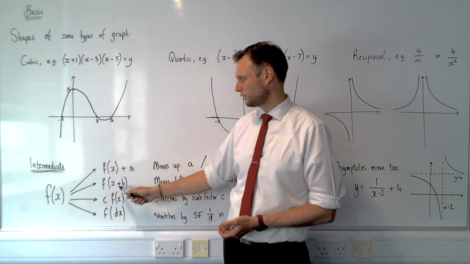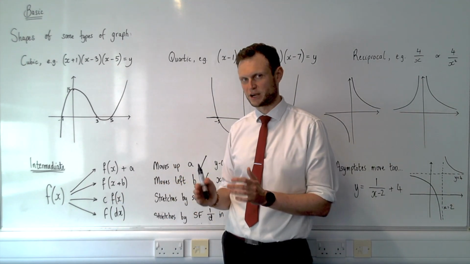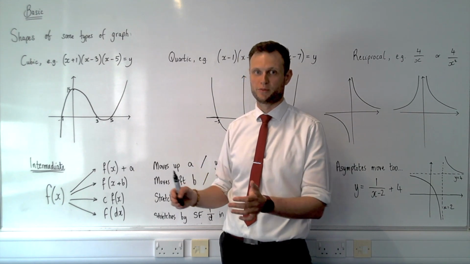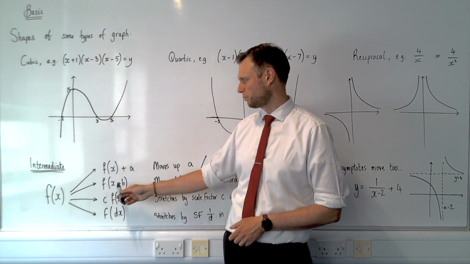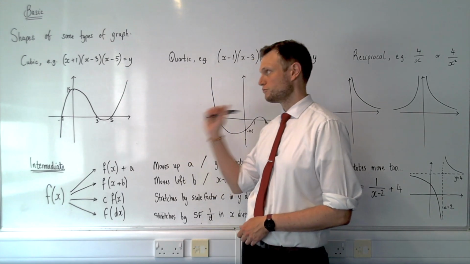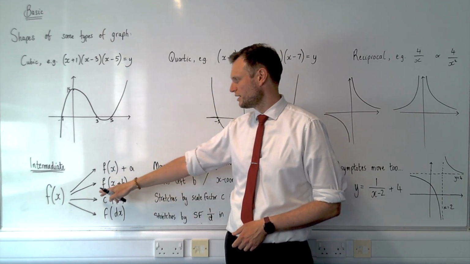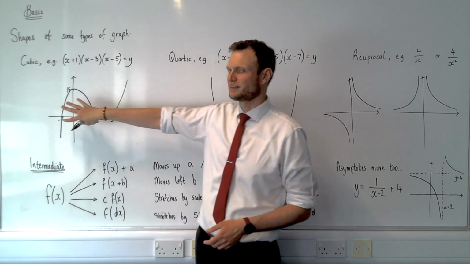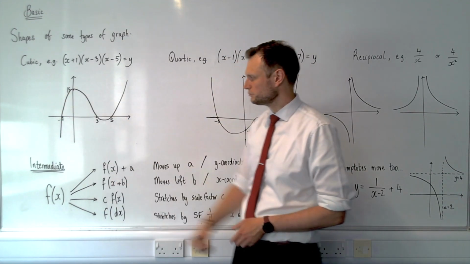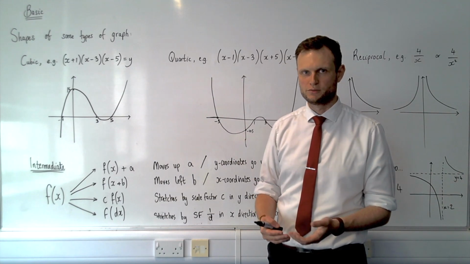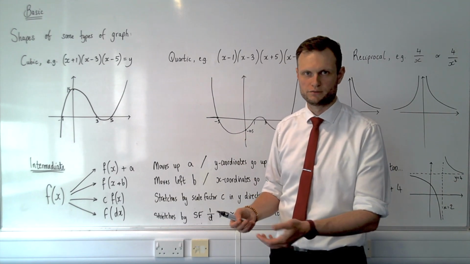For f of x plus b, that's inside the brackets. Anything inside the brackets, you have to do the opposite of what it says. So if it says plus b, that means that instead of going right, it's going to go left. Sometimes you get questions where it says f of x plus b. Let's say again, this is our f of x.